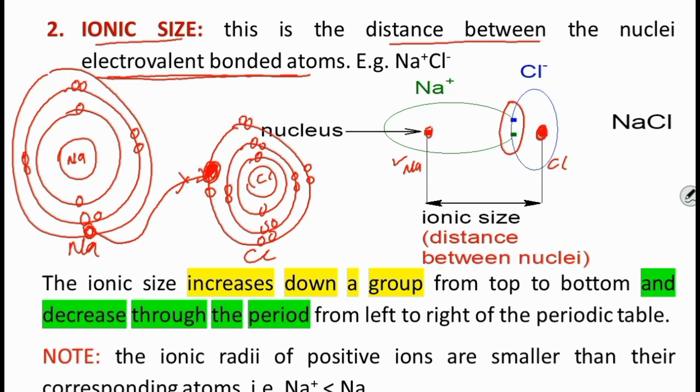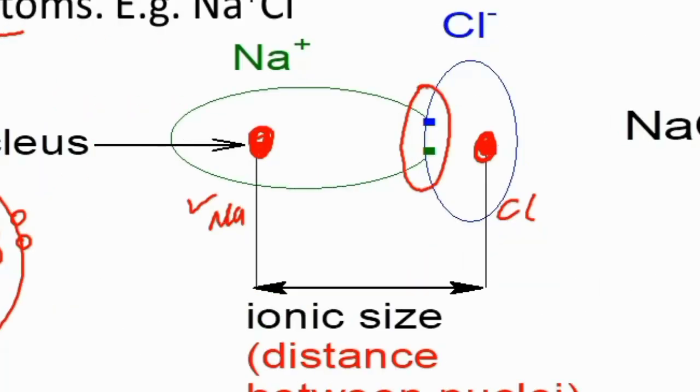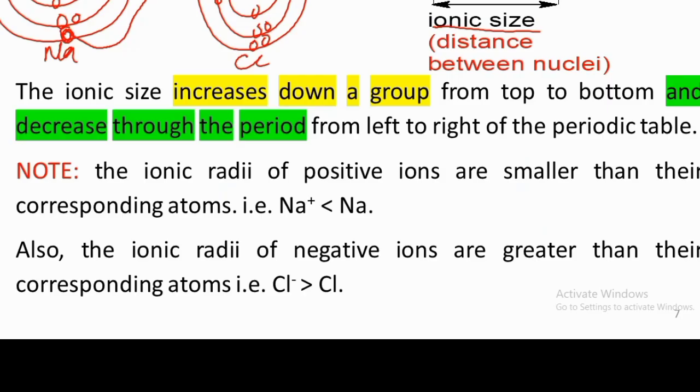The distance between the nuclei of the atoms bonded electrovalently is what we call ionic size. And what happens to ionic size down the group? Same thing that happens to atomic size. It increases down the group, but decreases through the period from left to right.